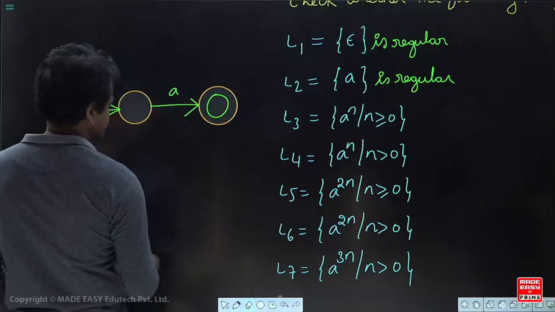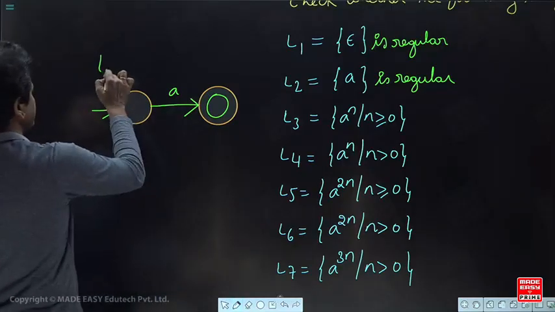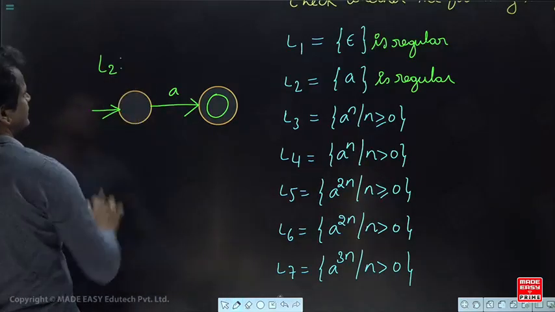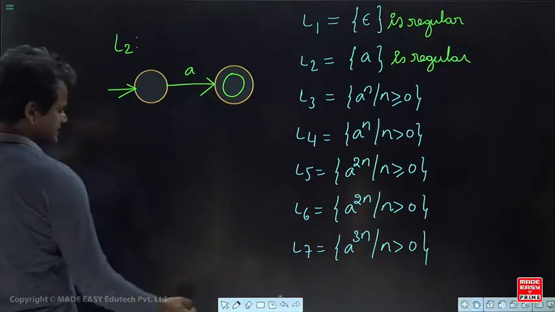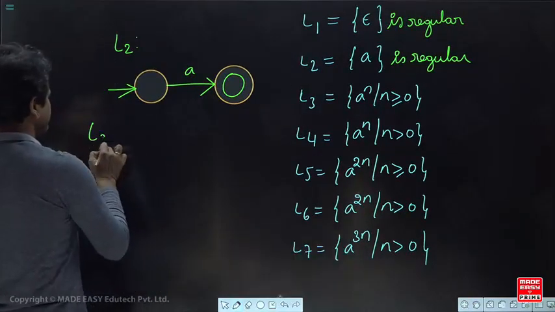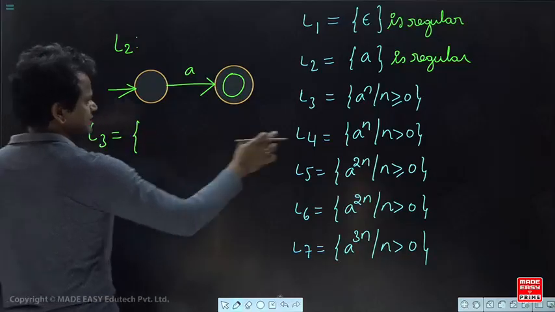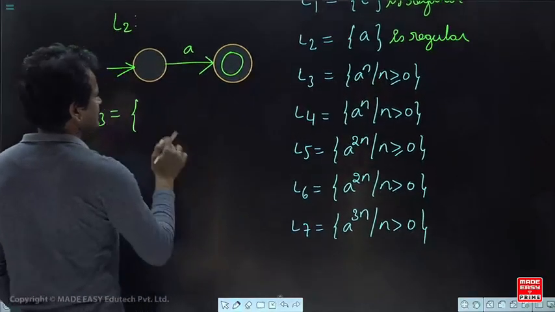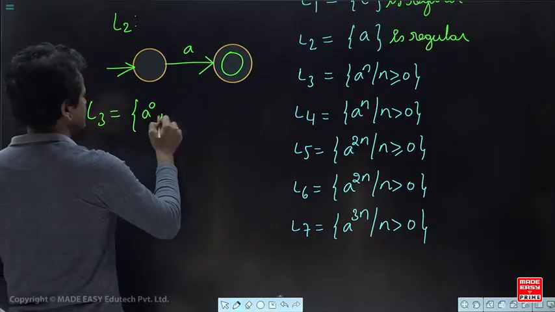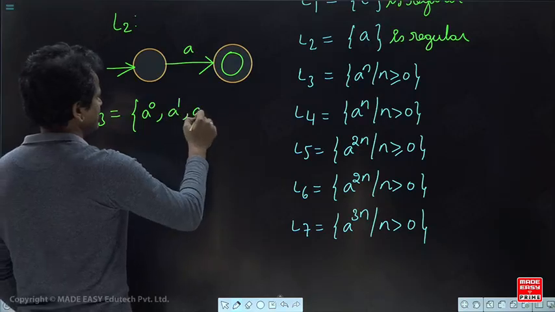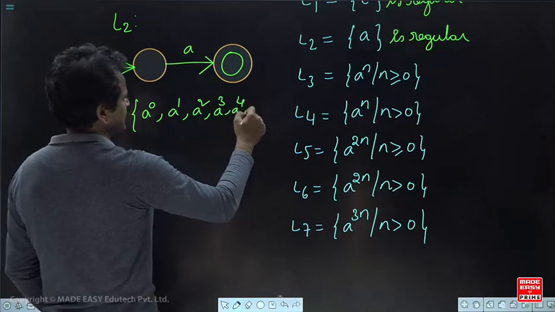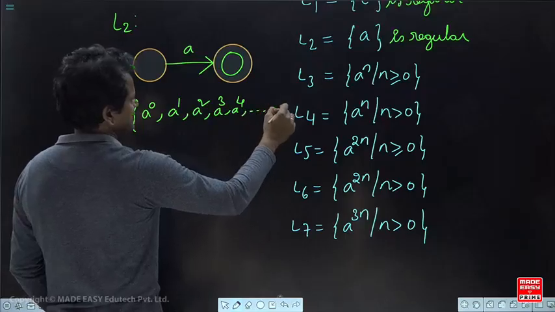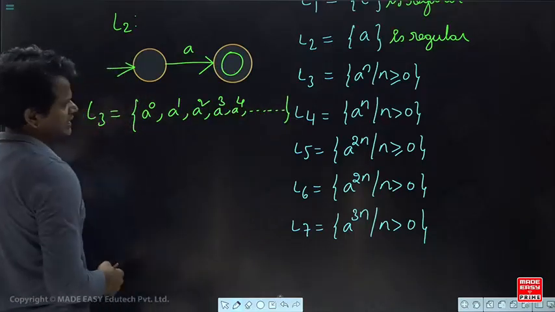Now guys, L3. This is the L2 diagram. Okay, L3. What are the strings in L3? In L3, what is the minimum value of n? 0, a power 0, n value 1, a power 1, a power 2, a power 3, a power 4, a power 5, a power 6, a power 7, and so on, infinite.